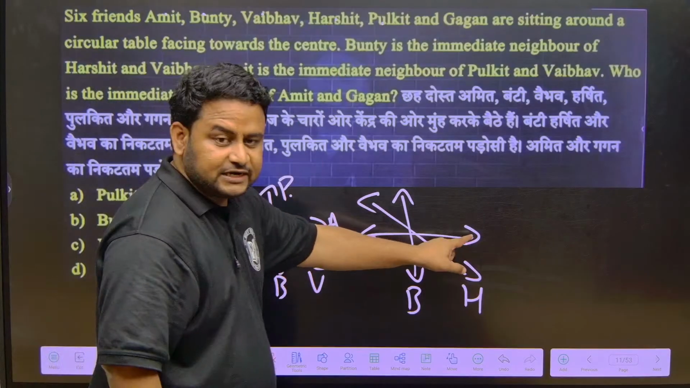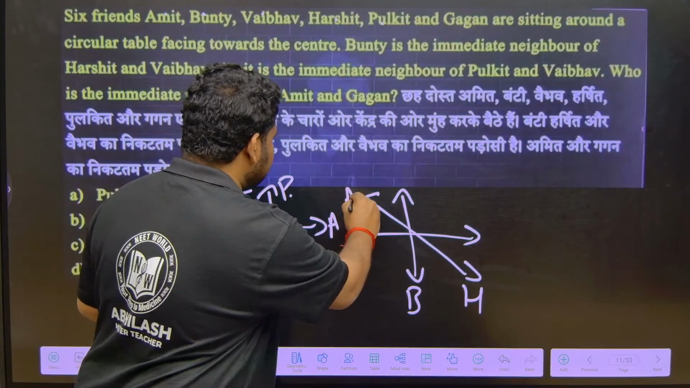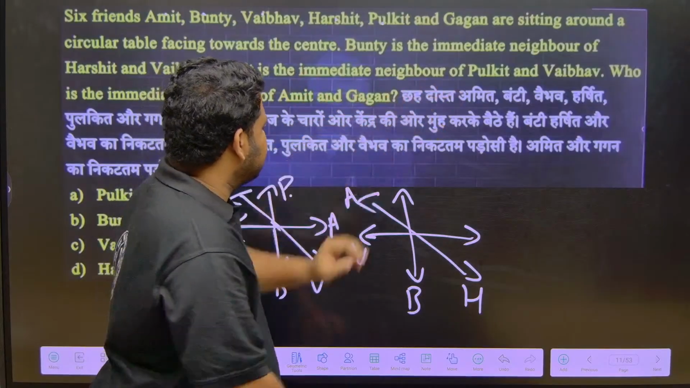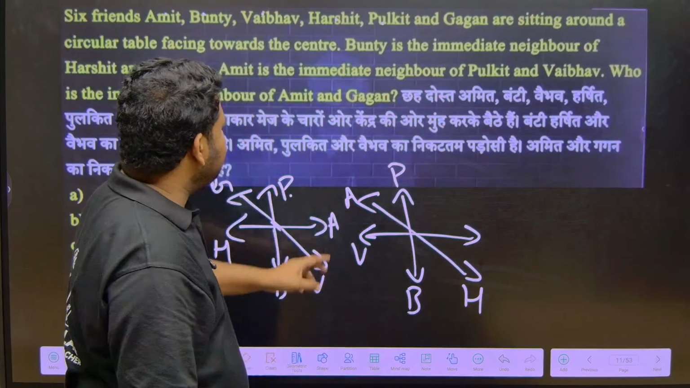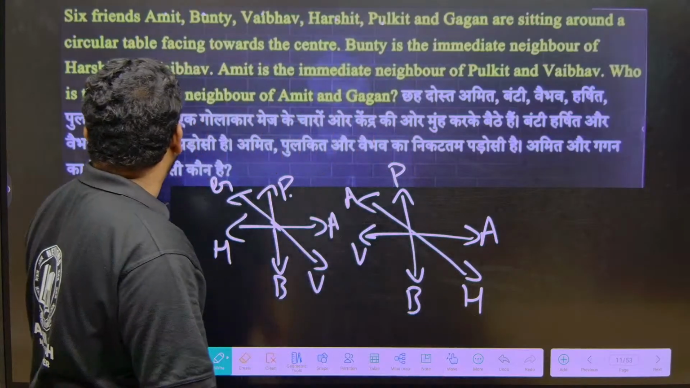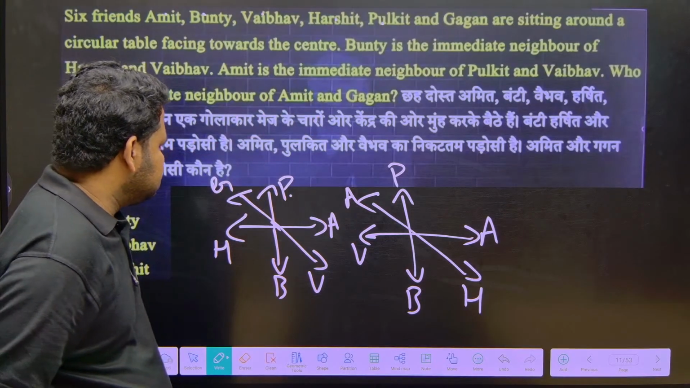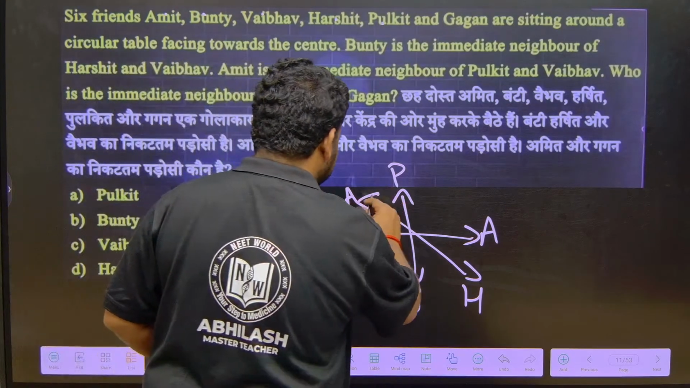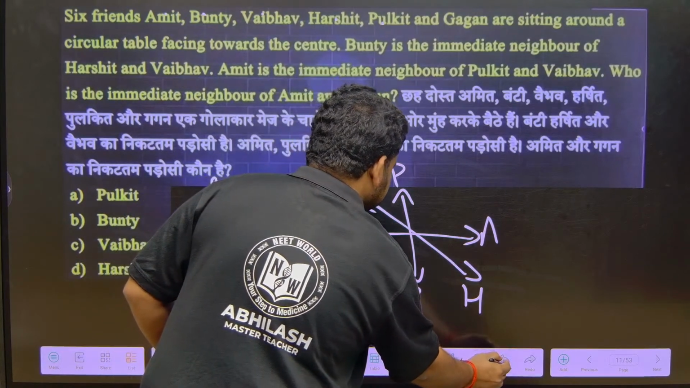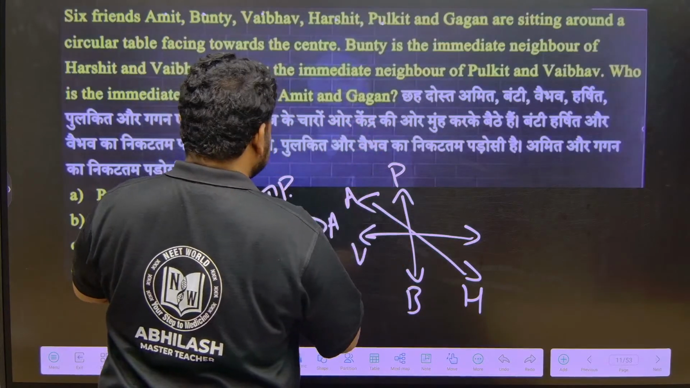Now here, what should I write? Amit is the immediate neighbor of Y by 1. What is that? Y by 1 is Pulkit. I'll write Pulkit here. Now who is the remaining person? Amit. Okay. I have repeated this again, just a minute. So this is Y by 1, Pulkit. Who is that? It is Amit. Okay, this should be Gagan.